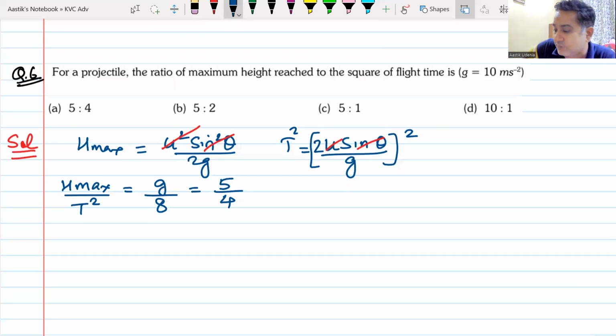Do we understand this? Yes or no? How many of you got this answer? Please raise your hands. Well done. Can you move on to the next question, please? Everyone has done this?